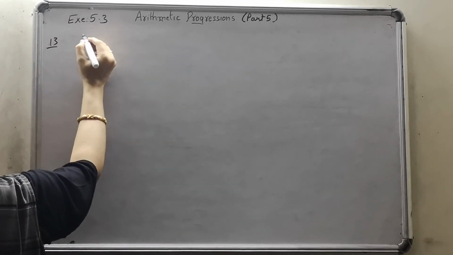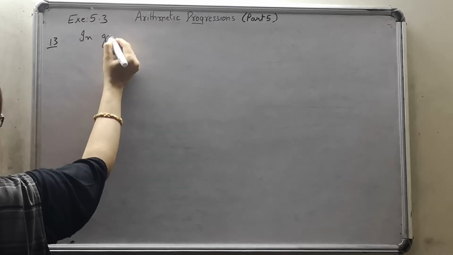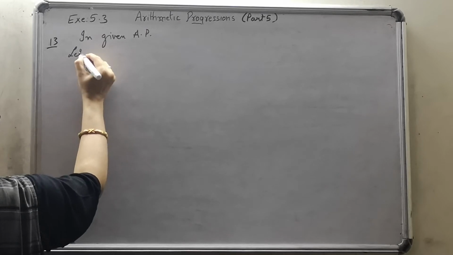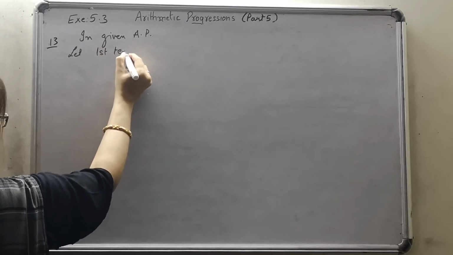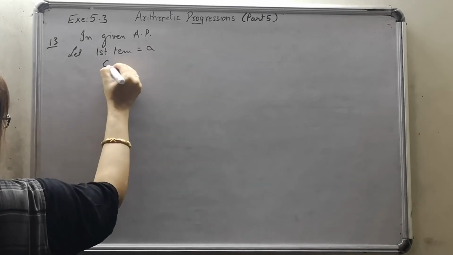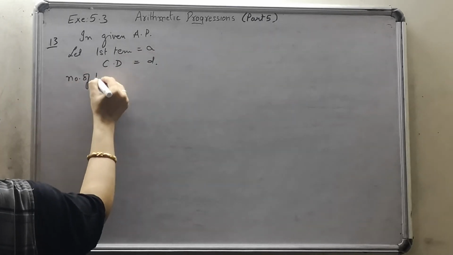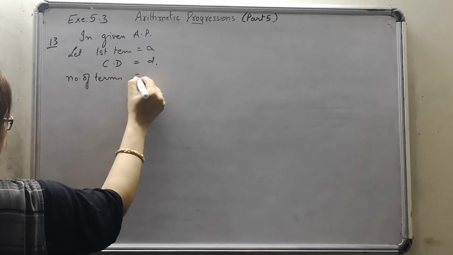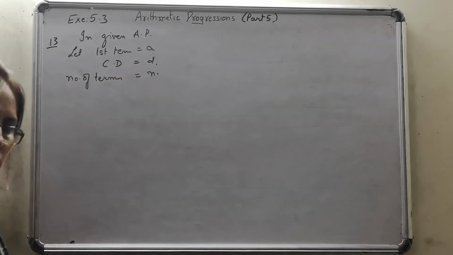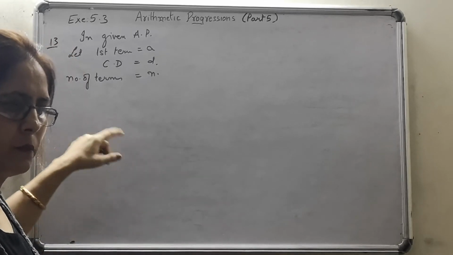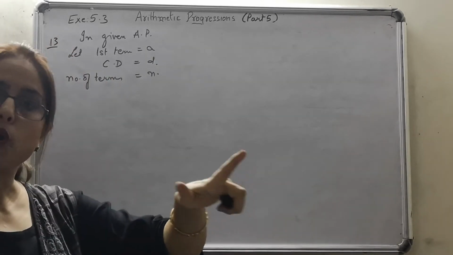Since the AP is not given, in the given AP, let the first term be equal to A, let the common difference be equal to D, and let the number of terms be equal to N, right? And what are we given? We are given that the first 15 multiples of 8 are given.